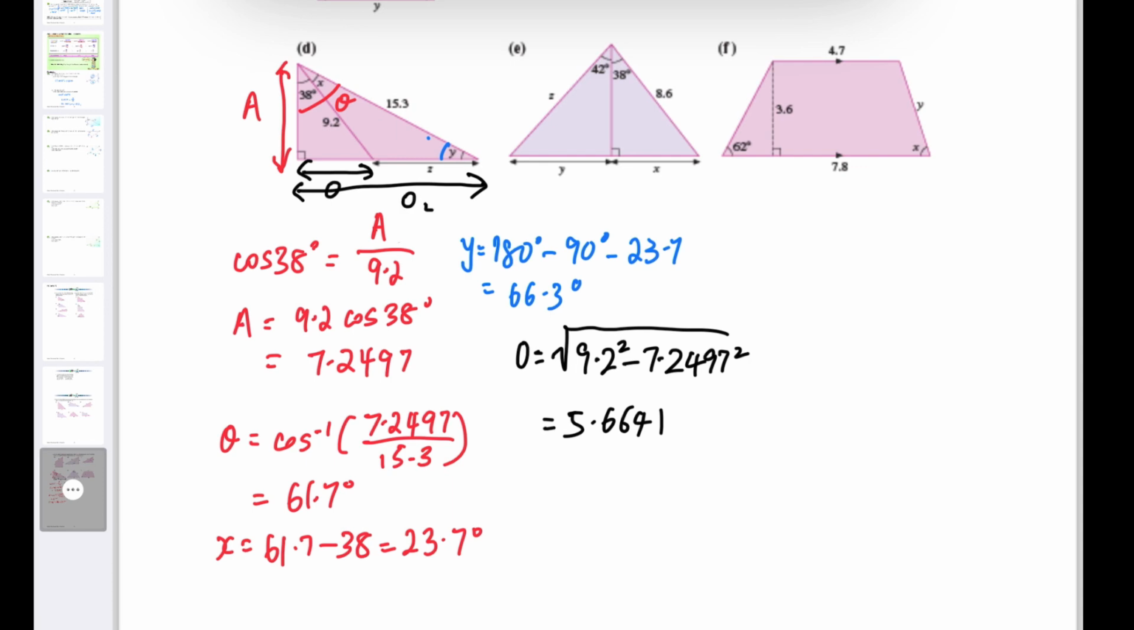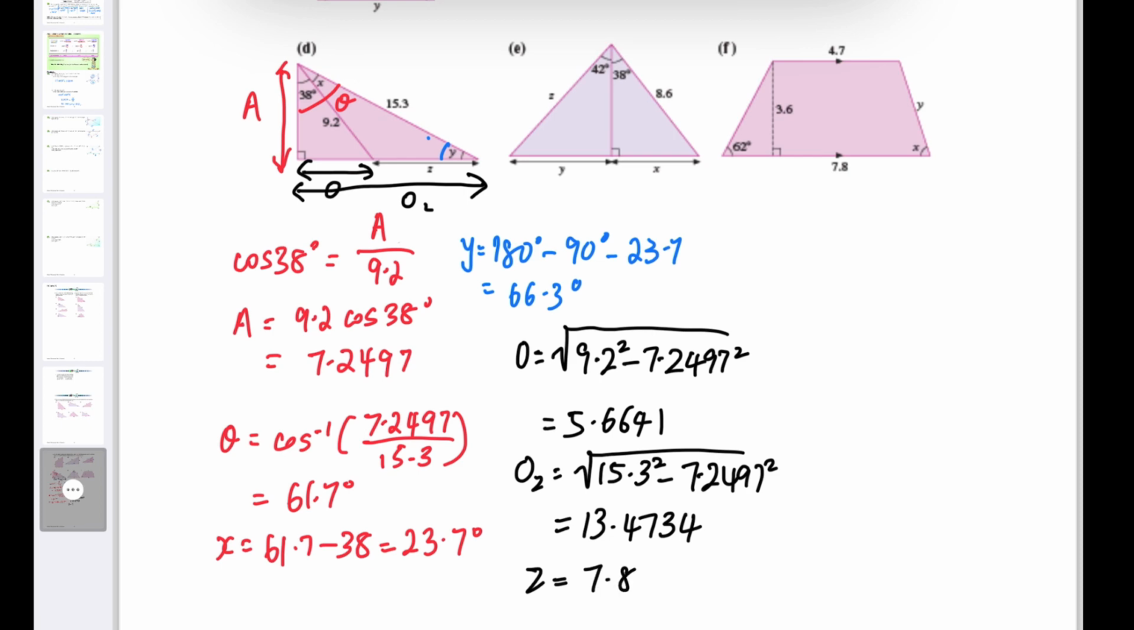Okay, and once I've gotten O, I need another length, so let's call this O2. O2 equals the square root of 15.3 squared minus 7.2497 squared, which is 13.4734. So in other words, z equals this minus 5.6641, which is 7.812. Yep, so that is it for part D.